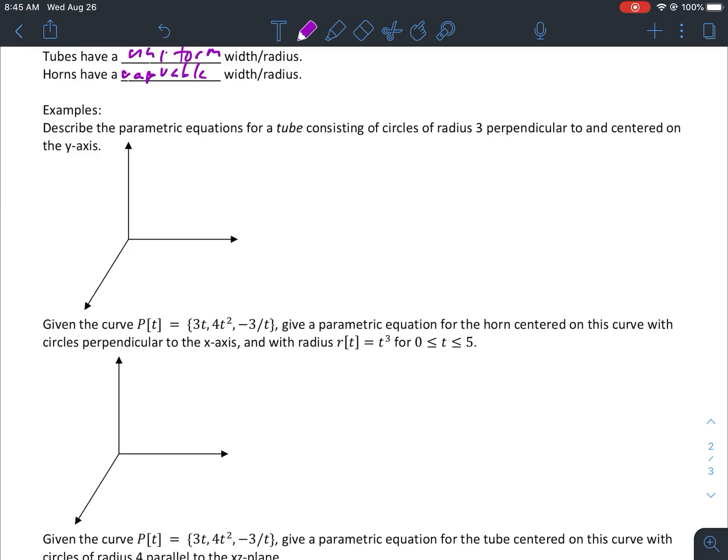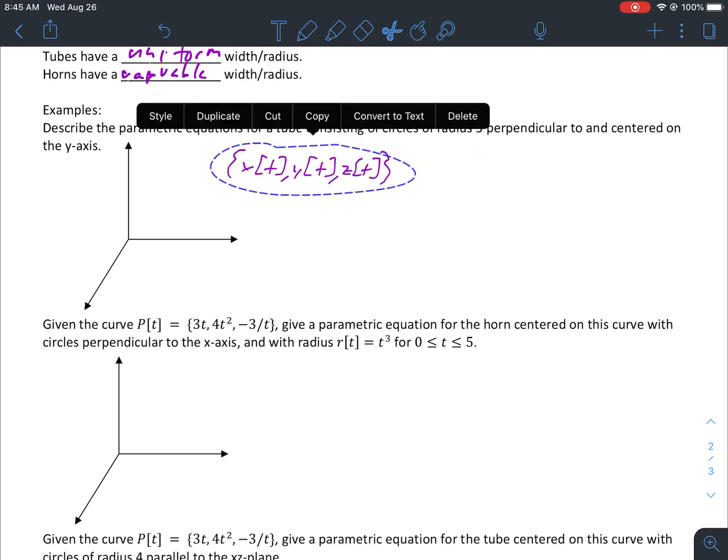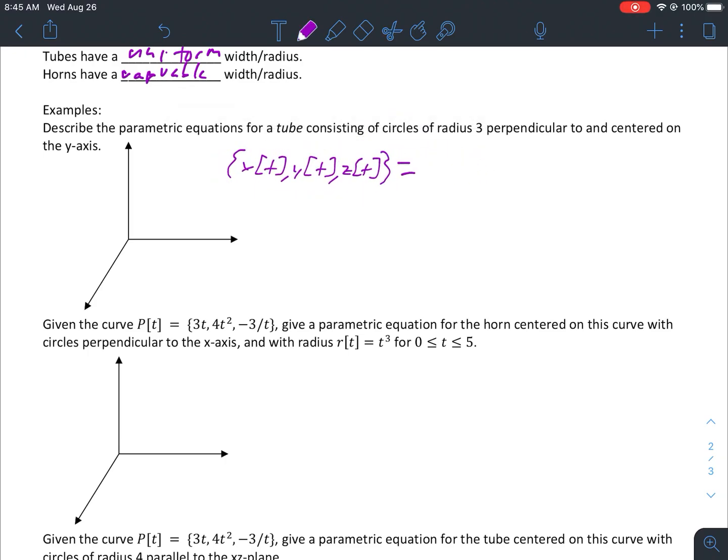All right, so let's do a couple examples of this here. So first one, describe the parametric equations for a tube consisting of circles of radius 3, perpendicular to and centered on the y-axis. So let's write down those equations here. X of t, y of t, z of t. And because it's perpendicular to the y-axis, that means that it's parallel to the xz plane.